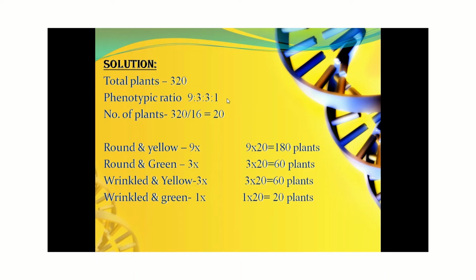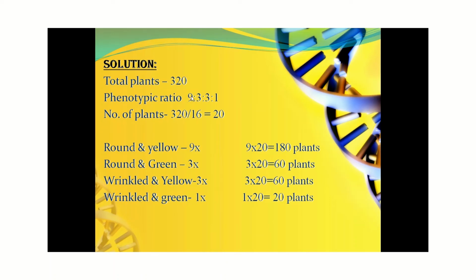So what did I tell you? We need to add them all up. So 9 plus 3 plus 3 plus 1, it's coming up to 16. So divide the total number of plants by 16. So the x value you will get is 20. Now that x value you will substitute here. How will we know what is 9 for, what is 3 and all? We got it already from the theory. Round and yellow will be 9, round and green will be 3, wrinkled and yellow will be 3, wrinkled and green will be 1.